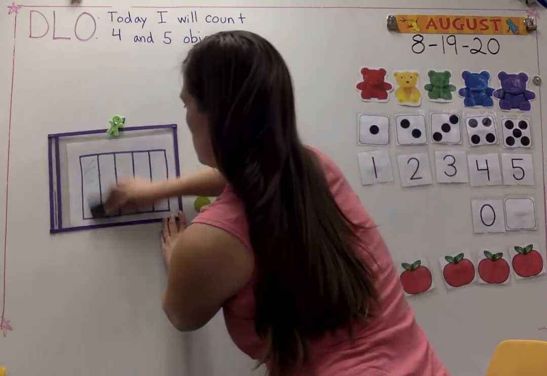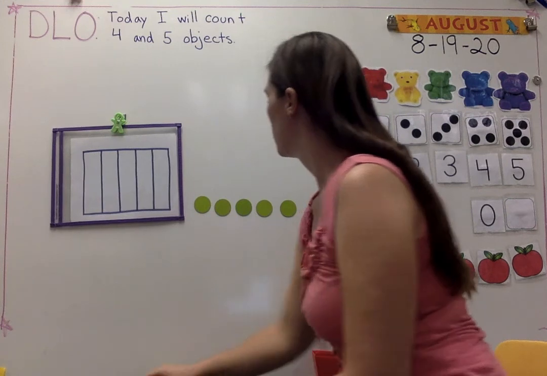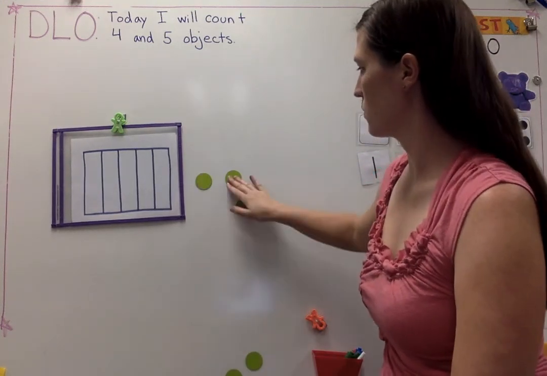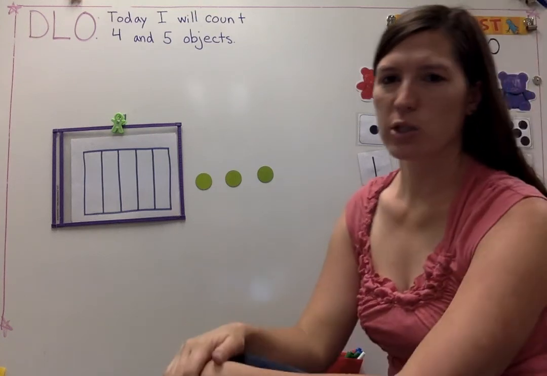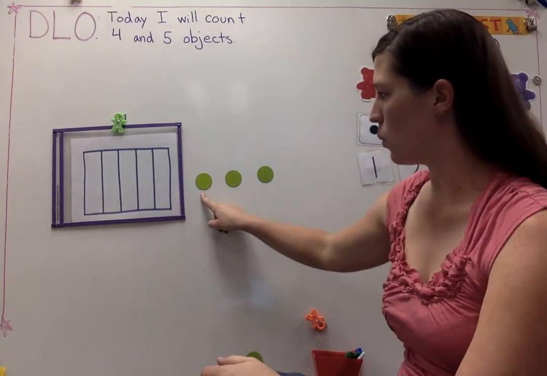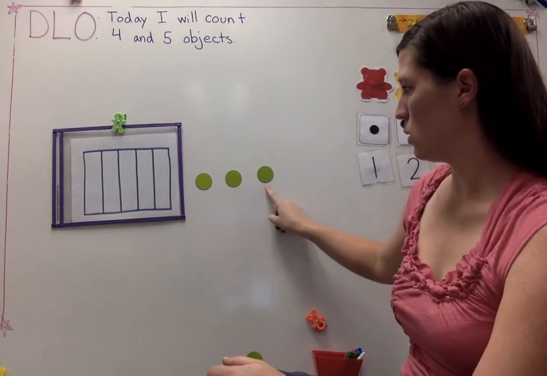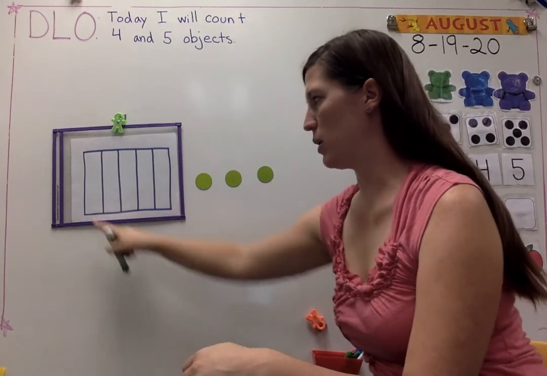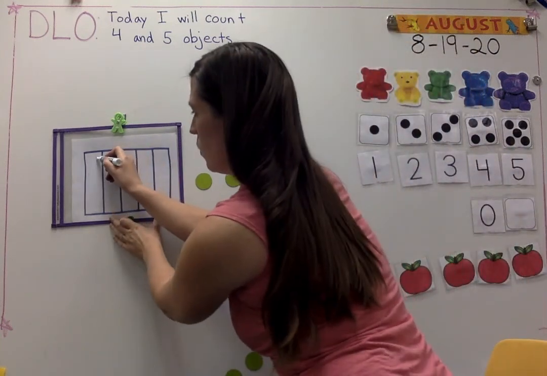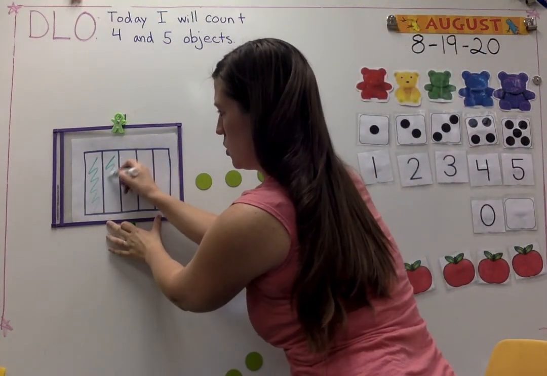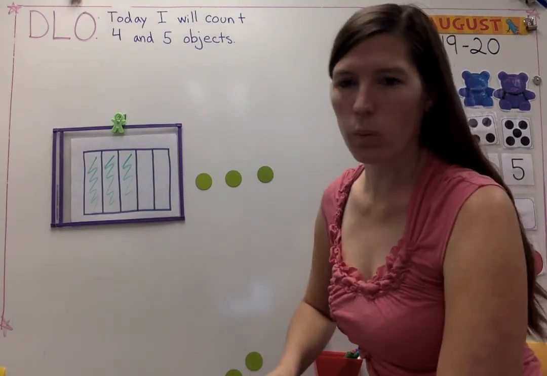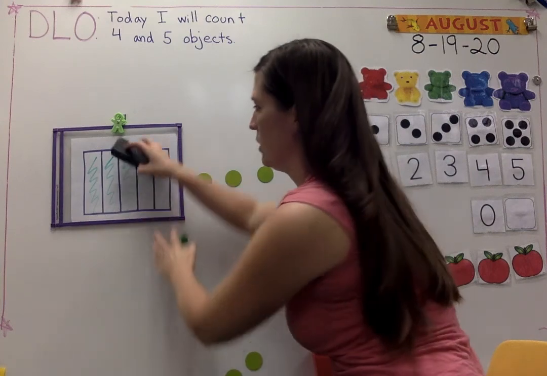Now I'll erase. Let's do this many. How many objects do I have now? Let's count. Count with me. 1, 2, 3. How many will I fill in? 3. Count with me. 1, 2, 3. Is that easy or what? Let's erase.